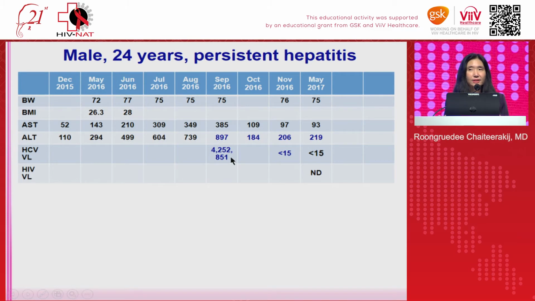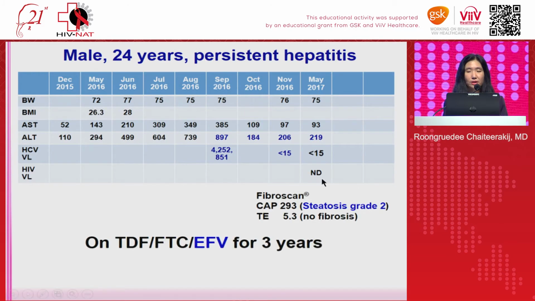At that time, we decided to observe whether the patient would turn into chronic hepatitis C infection or not. It turned out that 2 months later, the viral load for hepatitis C was undetectable, and the liver function test, the ALT, went down from 900 to about 200. And the ALT remained at 200 for 6 months. We repeated the HCV viral load again. It remained negative, and the HIV viral load also remained negative, not detectable.